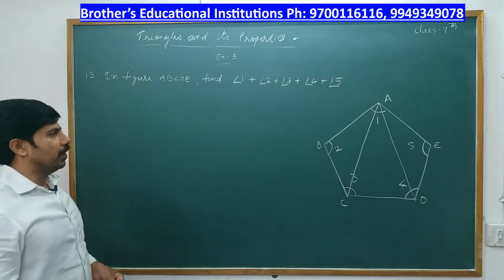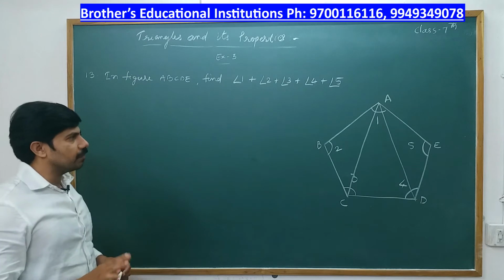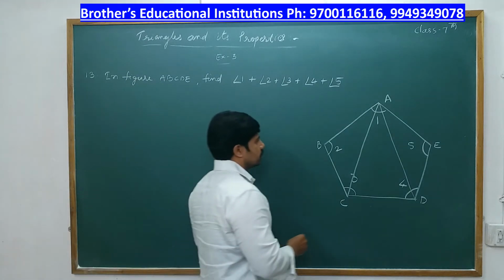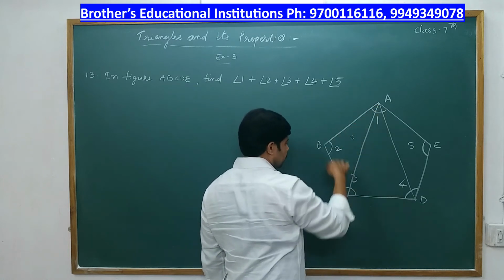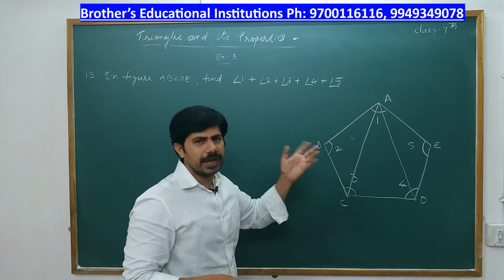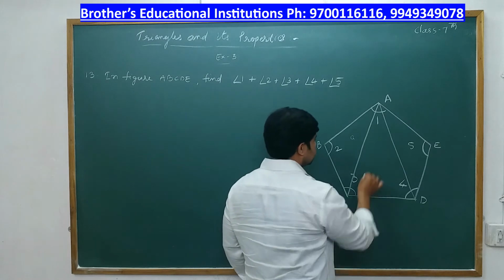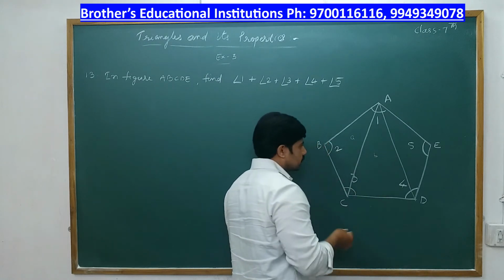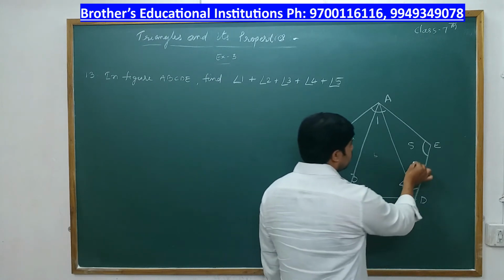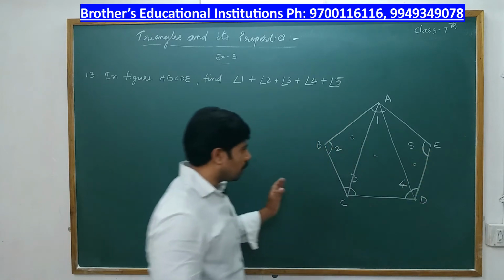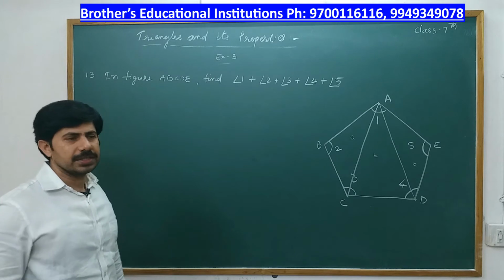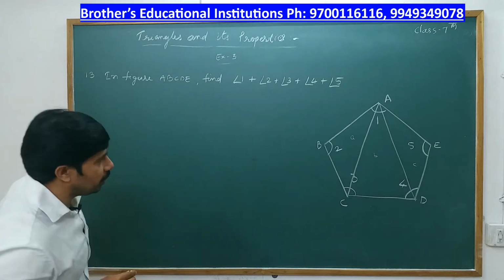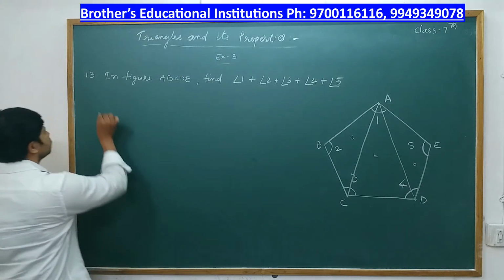After joining this, we have different triangles in this. See, this is a triangle. That means ABC is a triangle. Just put it as A. Then ACD is one more triangle, B. And AED is one more triangle, C. So now we use these three triangles and we'll find the sum of the angles in a pentagon. So first we take triangle ABC.